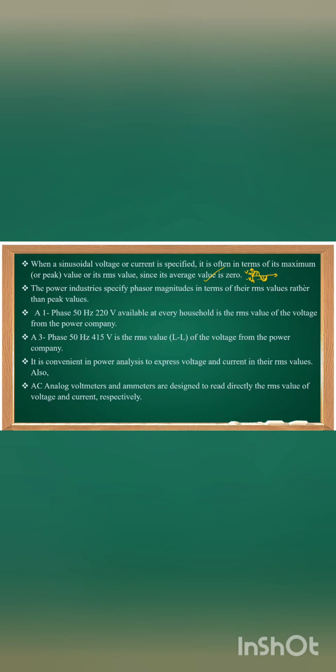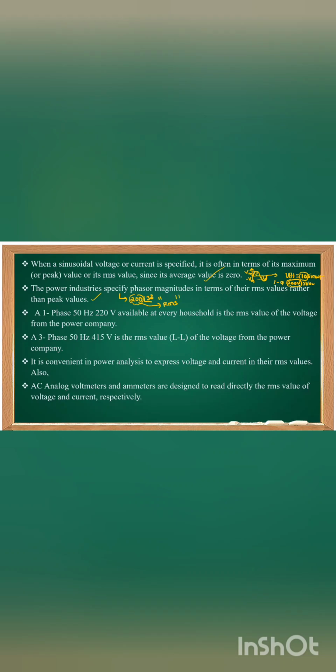Clear? So for example, a sinusoidal voltage of 10 sin omega t is specified with respect to the peak value. A single phase 200 volts 50 hertz is specified with respect to the RMS value, not average. In this application, we are using the specification of RMS values. The power industry specifies phasor magnitude in terms of RMS values rather than peak values. For example, if the voltage is specified as 200 at an angle of 30 degrees, then 200 volts, unless otherwise specified, you have to take as the RMS value.